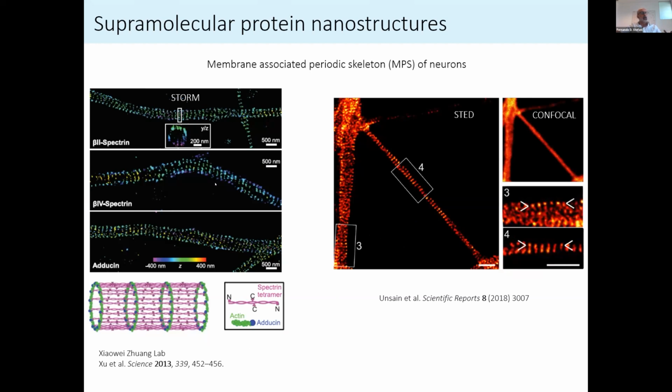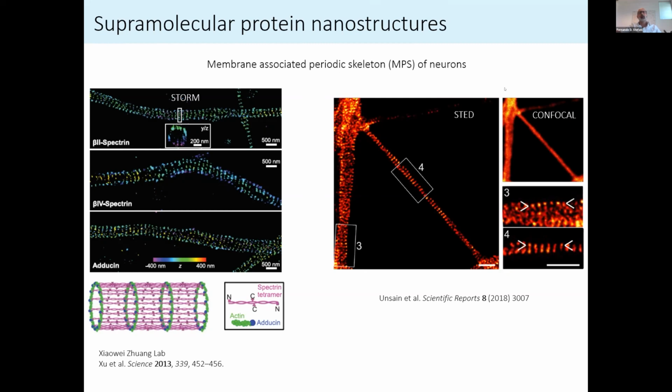A great example is this one from the lab of Xiaowei Zhuang. They showed in neurons, in axons and dendrites, this periodic structure composed of actin, ankyrin, and spectrin that nowadays is called the membrane-associated periodic skeleton of neurons. Here on the left you see an example from the first publication in 2013, obtained by STORM. And here on the right, you see another example obtained by STED in our lab.